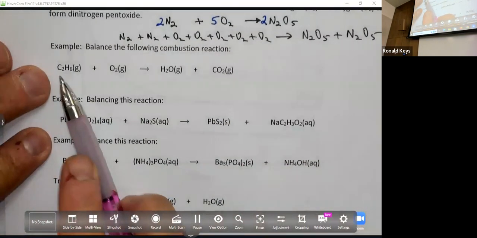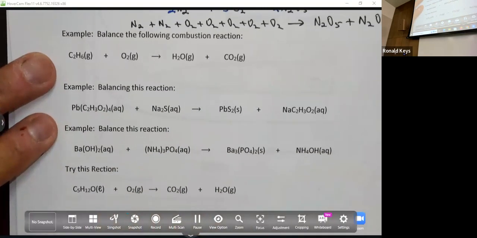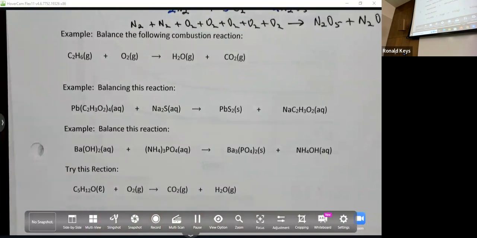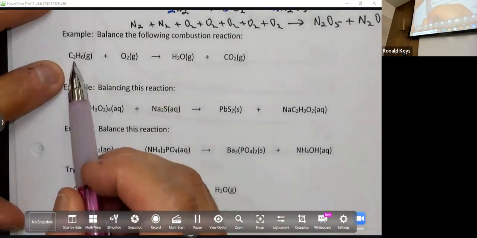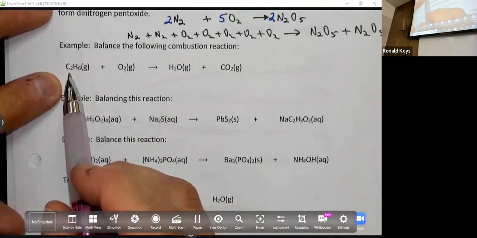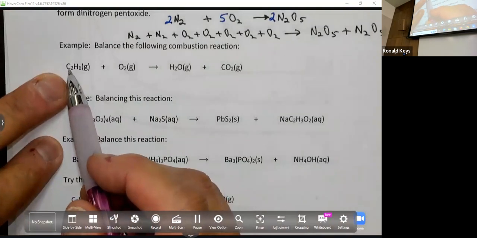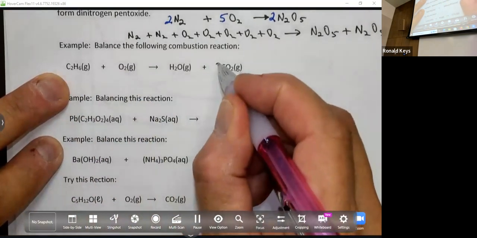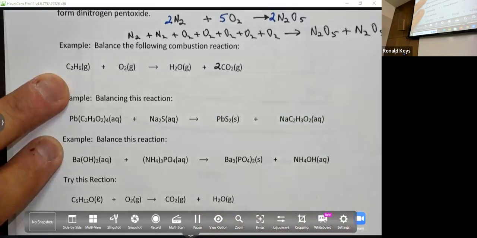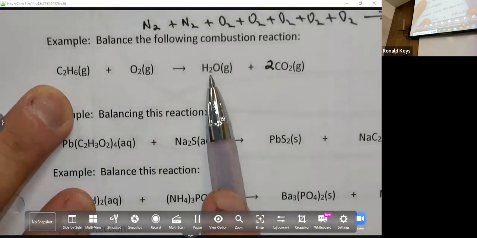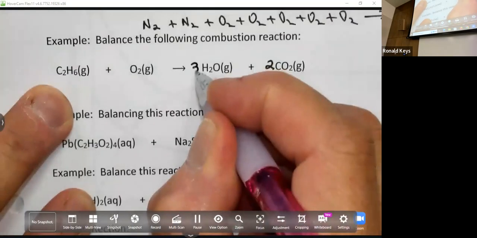Okay, let's do this one. C2H6 plus O2. Where are we going to start? Don't have any parentheses. We don't have any metals. We're going to do carbon first, right? Do hydrogen and oxygen last. Got 2 carbons here, 1 carbon here. We need to put a 2 here. Now we should do hydrogen next. 3 hydrogen here, 2 hydrogen here. So we can put a 3 here. That gives me my 6 hydrogen.